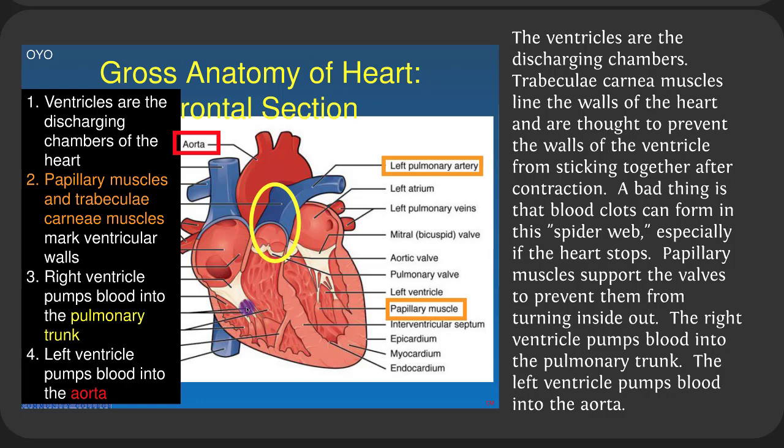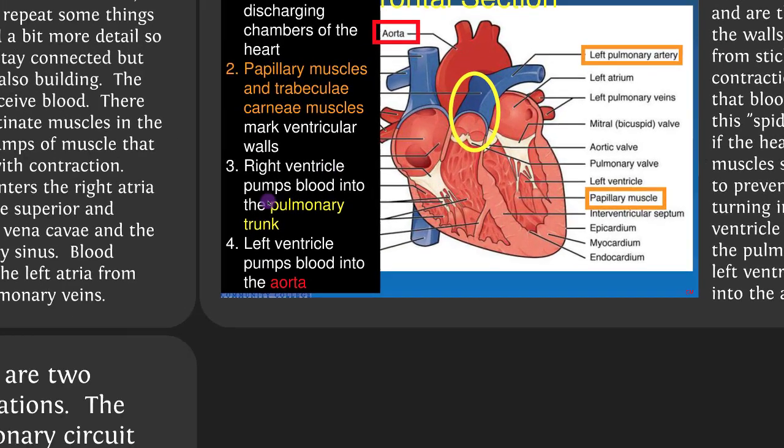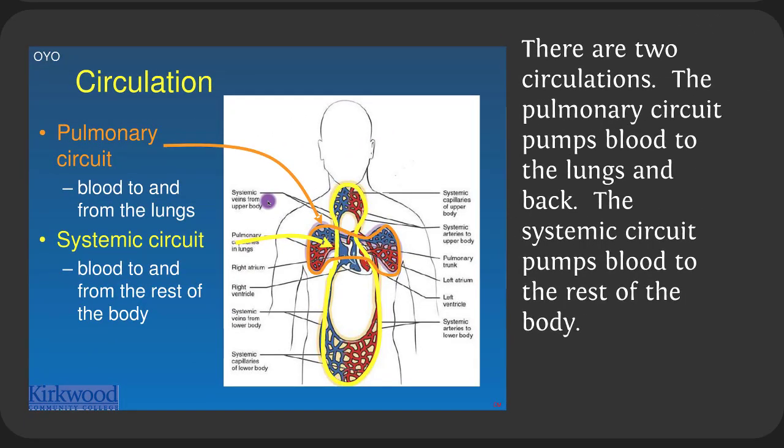The right ventricle pumps blood into the pulmonary trunk. The left ventricle pumps blood into the aorta. There are 2 circulations. The pulmonary circuit pumps blood to the lungs and back. The systemic circuit pumps blood to the rest of the body.